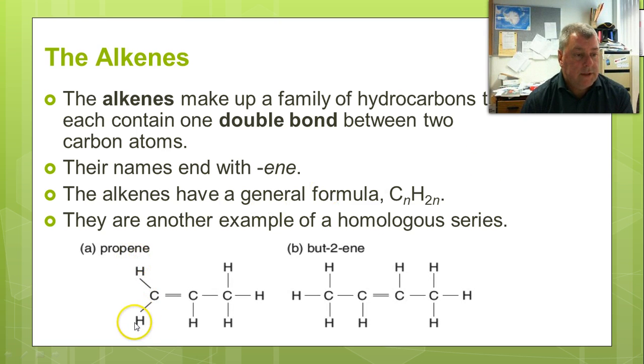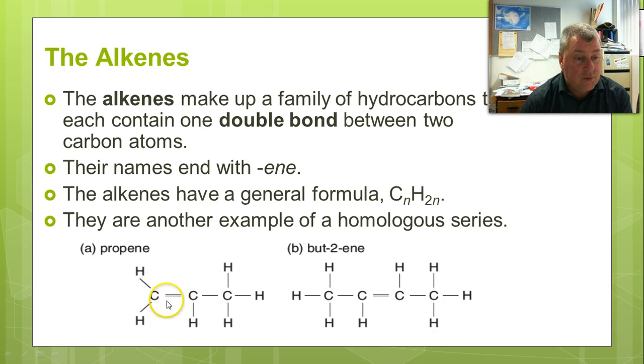And here's a couple of examples. Propene, and there's our double bond. There's a chain of 3 carbons. So notice that this carbon only has one hydrogen coming off it. That's because it's got a double bond there. But if we count the number of bonds on that carbon, it's still got 4 bonds, so it's happy.